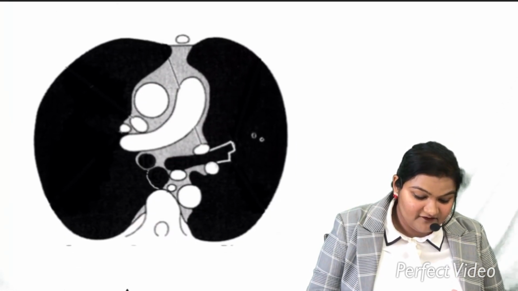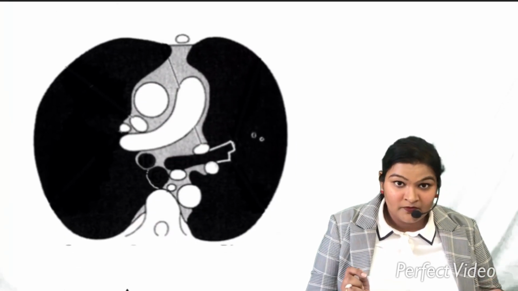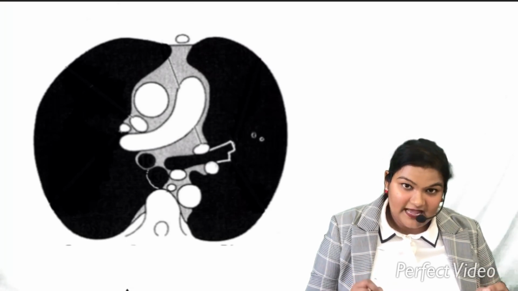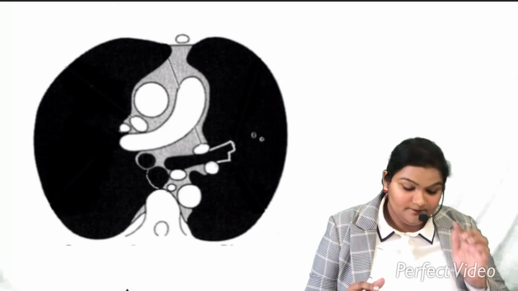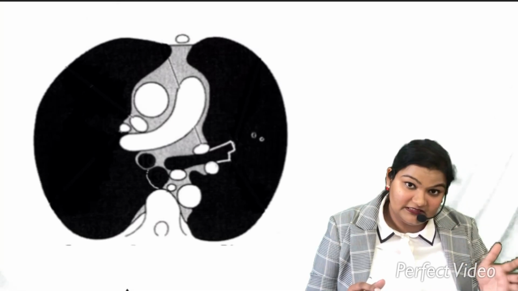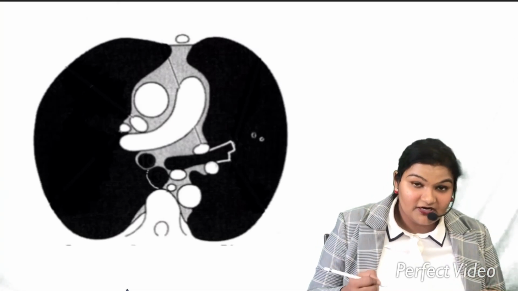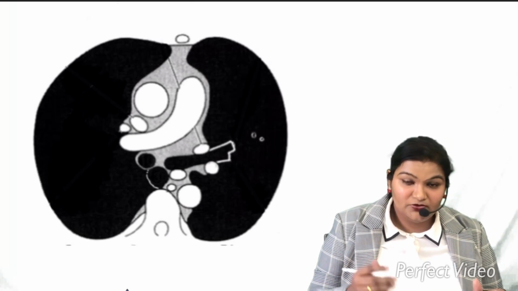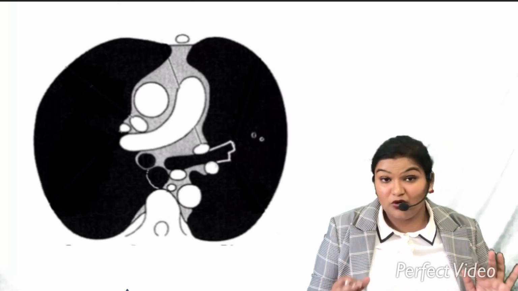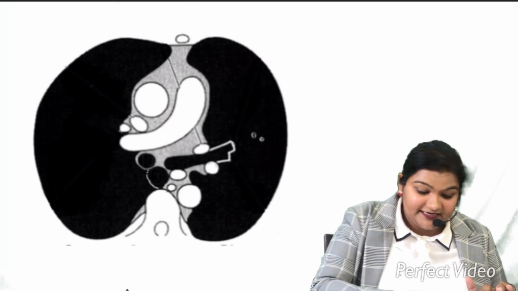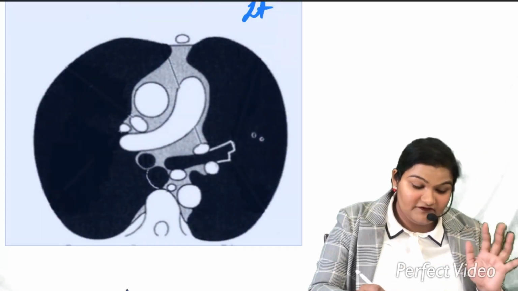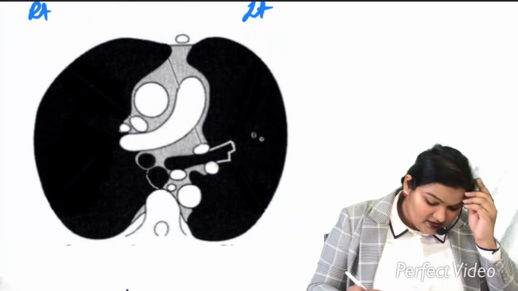Again in the scan, I have removed all of the bones except vertebrae and the sternum and all of the musculature possible. So here we are left with the lungs and the contents of mediastinum. Before starting to read the scan, you need to know the left and the right side. So what's the rule? Your right side is the scan's left side and your left side is the scan's right side.